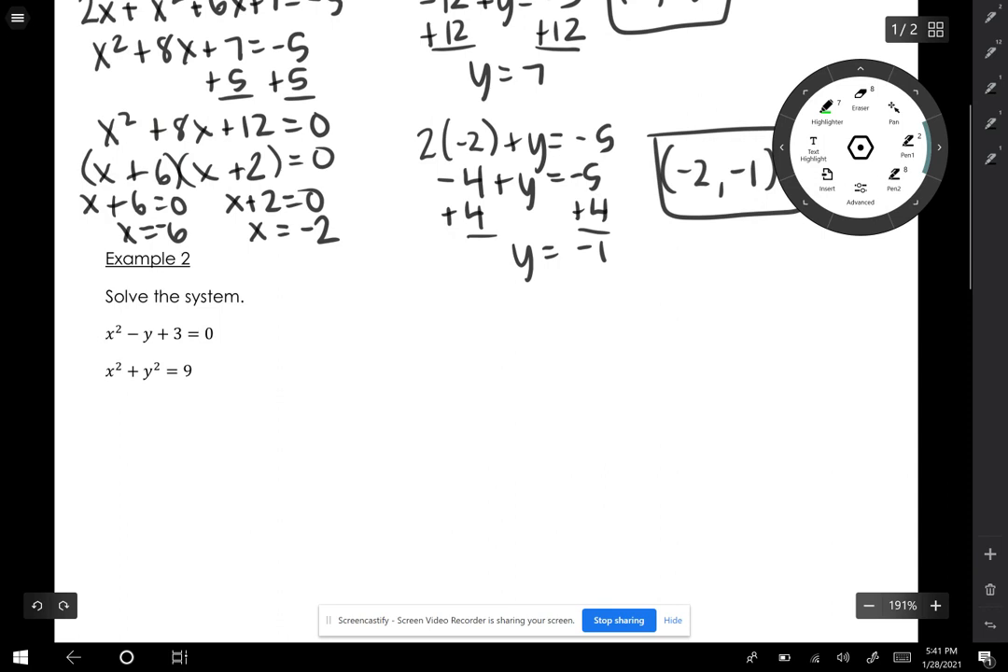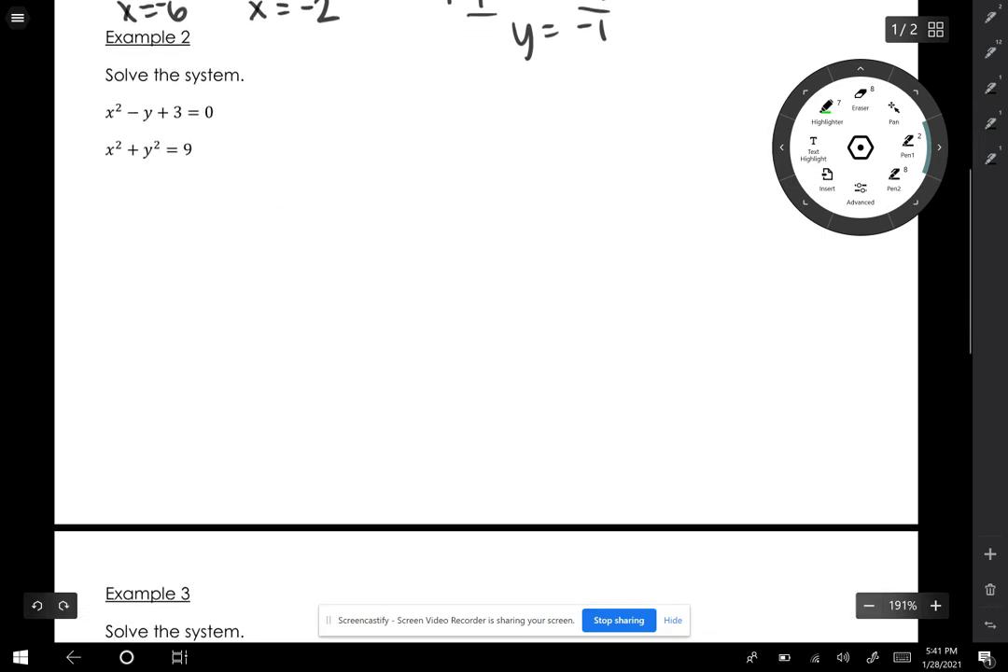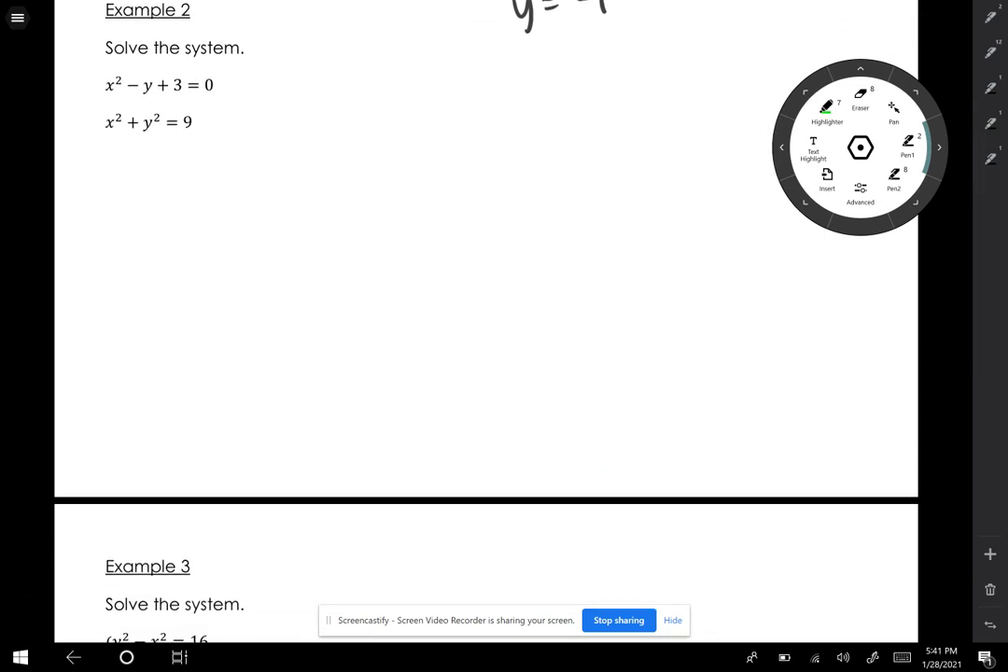All right, so in example 2, we're solving the system x squared minus y plus 3 equals 0 and x squared plus y squared equals 9. For this one, I would use elimination and I would get rid of the x squareds. So to do that, I would first multiply one of these equations by -1. It doesn't matter which one. So I'll multiply the top one by -1. That gives me -x squared plus y minus 3 equals 0.